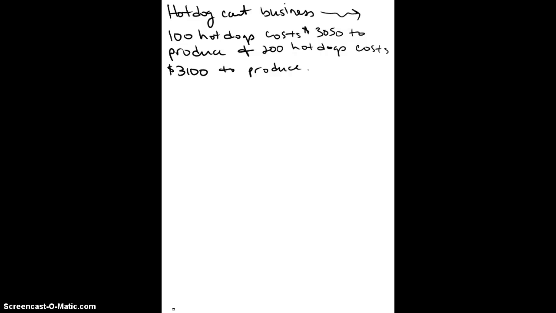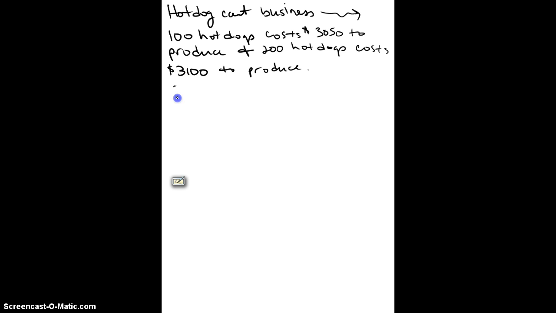Okay, this is a problem similar to number 10 on the quiz with the lemonade stand. So basically, instead of having a lemonade stand business, my kids have a hot dog cart business where they roll it around, I guess, neighborhoods or fairs or parades selling hot dogs. For them to produce 100 hot dogs costs $3,050, and to produce 200 hot dogs costs $3,100. Again, this is just their startup cost, so obviously it's expensive.